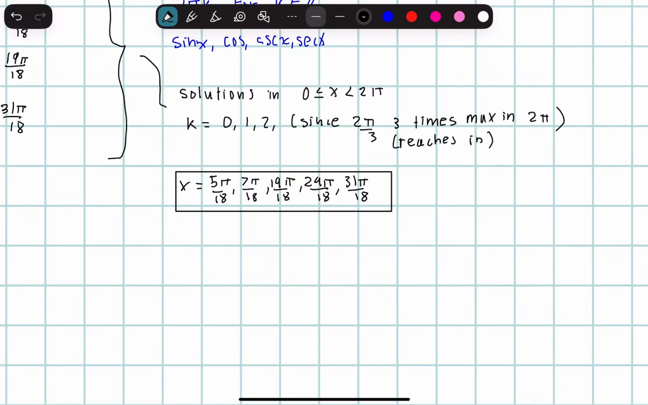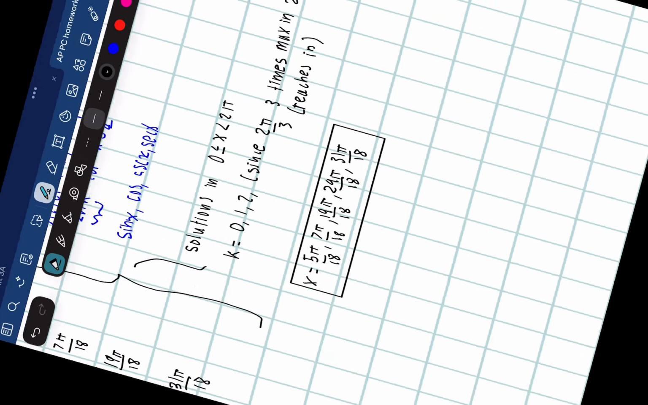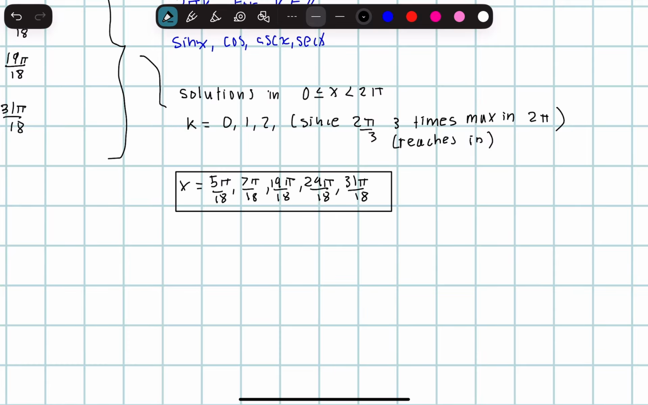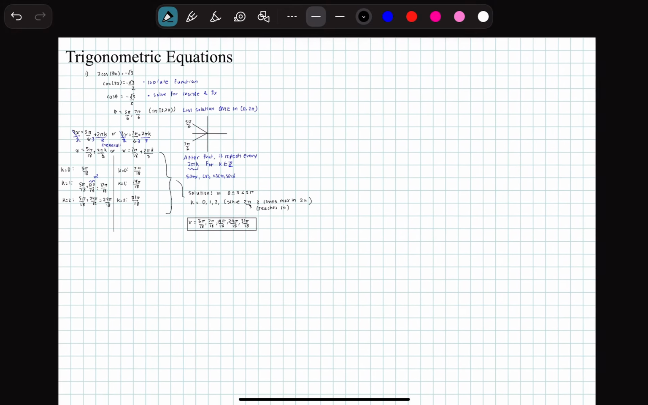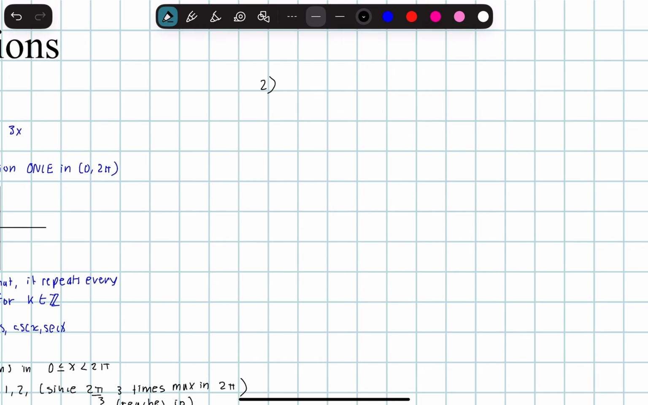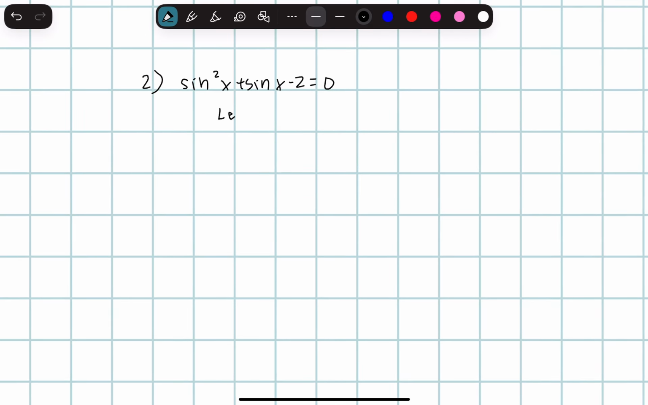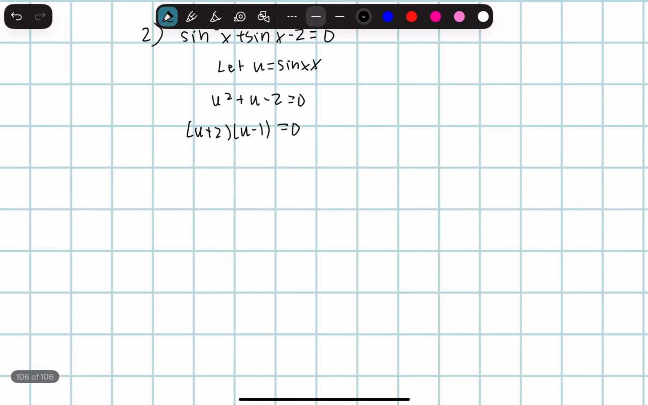Now after this, we're gonna do our next problem. Question 2: we have sine squared of x plus sine of x minus 2 is equal to 0. Let u equal sine of x. So now we have u squared plus u minus 2 is equal to 0. Factor that to u plus 2 times u minus 1 is equal to 0. And then you have u is equal to negative 2, or u is equal to 1.